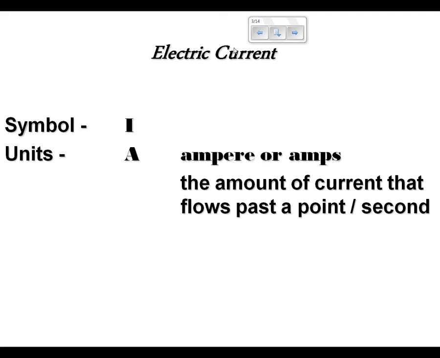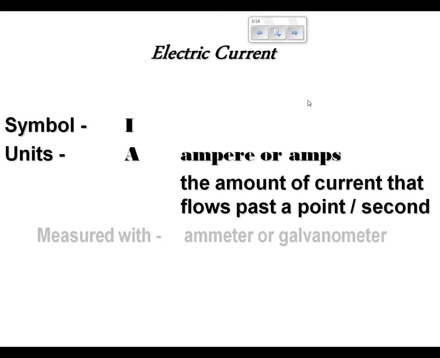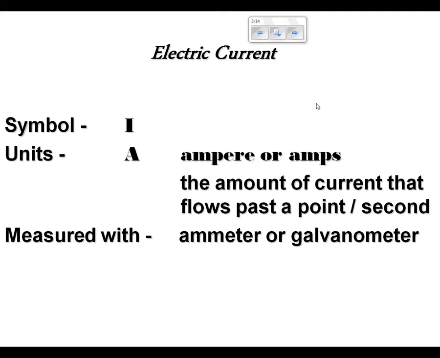Now, I haven't talked to you about this. Do you have any idea what you measure current with? You're going to do this when we do the online lab. Well, what's it called, though, the device? It's called an ammeter, or if it's really, really tiny current, we measure it with a galvanometer. And you're supposed to know those terms. Why is it called an ammeter? I don't know why it's called an ammeter and not an amp meter. I don't know.